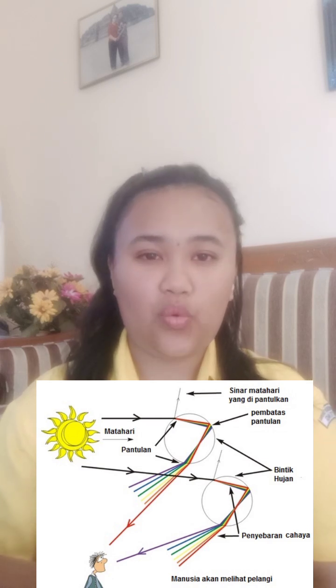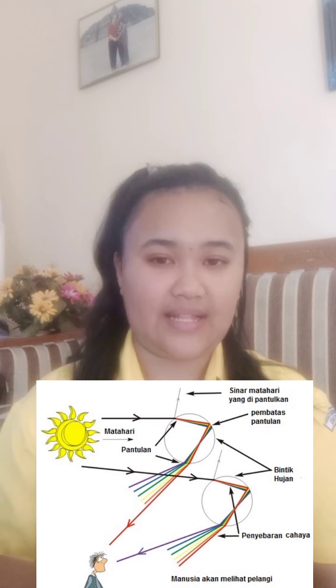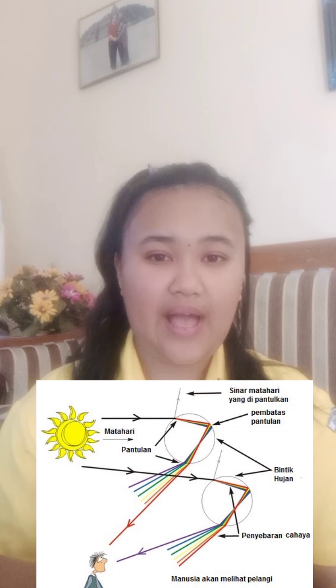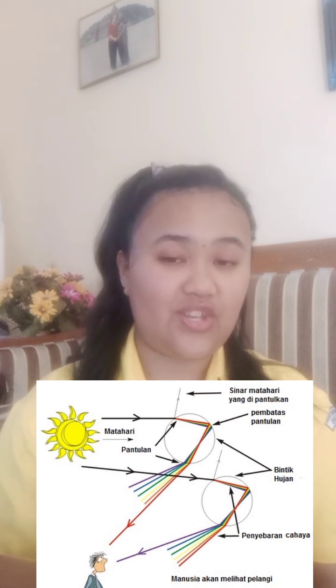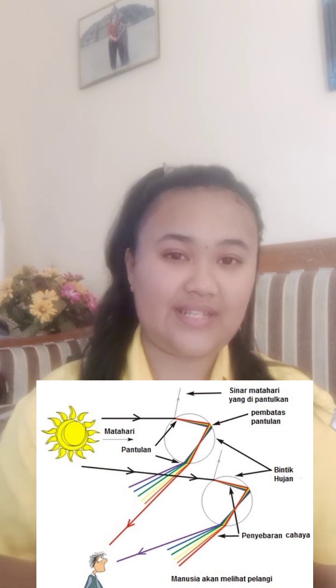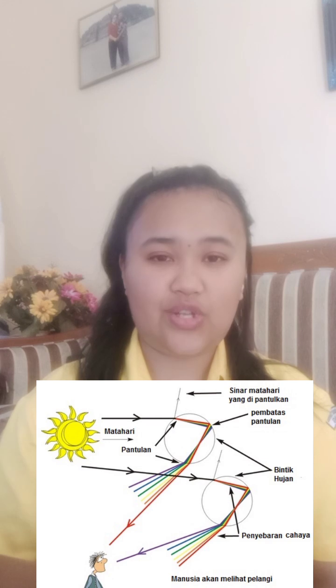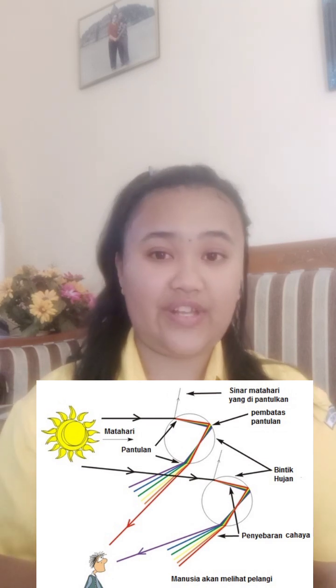Rainbows always appear on the side of the sky opposite the sun. So, when you see a rainbow, the sun will be behind you. Because of this, the air on the side of the sky opposite you should contain lots of water droplets, like after rain.